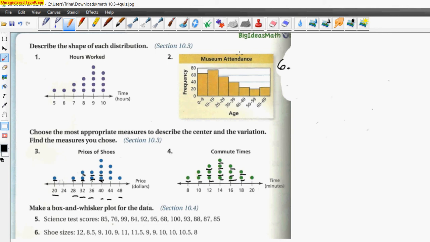So we have, of course, a size, and we're going to write this in right order. It says 12, 8.5, 9, 10, 9, 11, 11.5, 9 and 9, 10 and 10, 10 and a half, and of course an 8. So let's put this, of course, in numeric order. We know we have to always do that in order to get a feel for what is going on. Okay? So we're going to put this in numeric order. I'll do this right now.